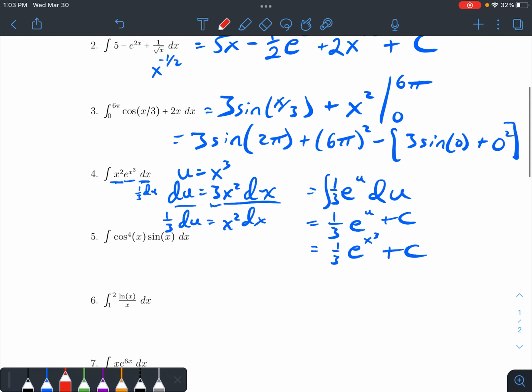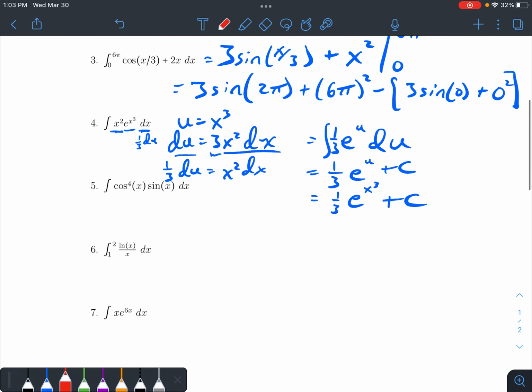All right, it's getting a little messy here. So cosine to the 4th x times sine of x. So again, we're going to have to do a u sub here. So let's choose u to be cosine of x, and du would be the derivative of cosine, which is negative sine of x, times the derivative of x, which is dx.